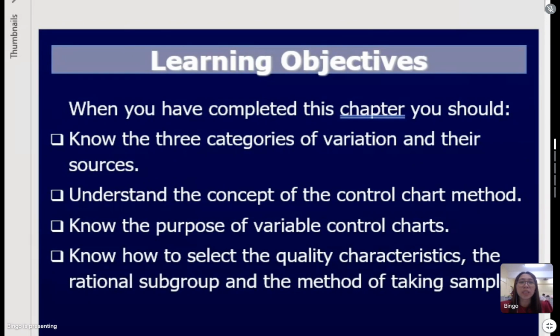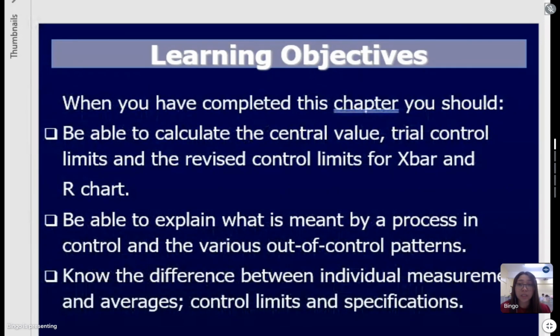Yes po. Okay. So for our objectives, when you complete this chapter, you need to know the three categories of variation and their sources, understand the concept of the control chart method, know the purpose of variable control charts, know how to select the quality characteristics, the rational subgroup, and the method of taking samples. Another, be able to calculate the central value, trial control limits, and the revised control limits for X bar and R chart. Actually, ito po ay siguro good for 4 meetings na natin, 2 weeks.